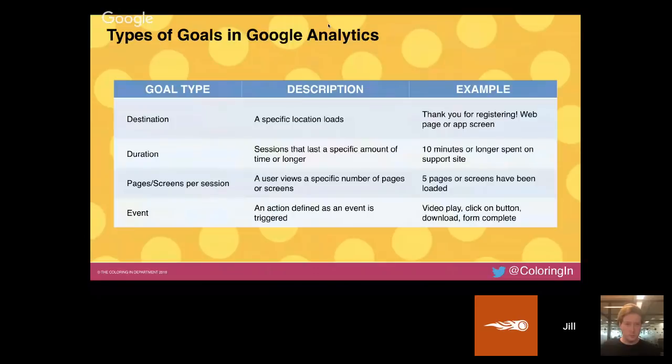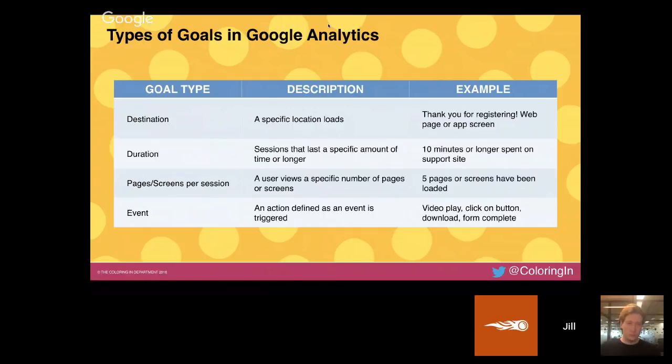There are 4 different types within Google Analytics. The 2 that you're probably going to focus on more are destination goals. This is where there is a specific URL that you can only get to if you have gone through that form or the process, and you just tell Google what that URL is in your admin settings, which we talked about in the first webinar.